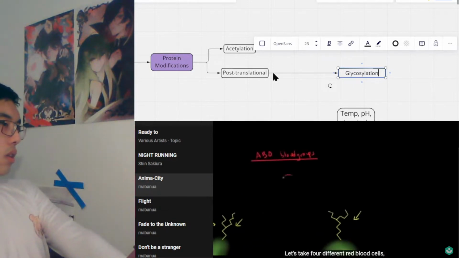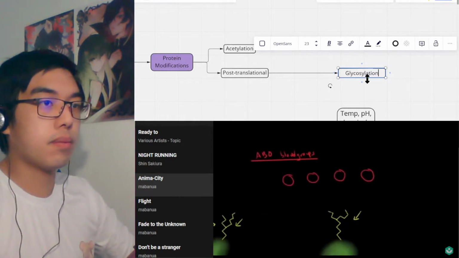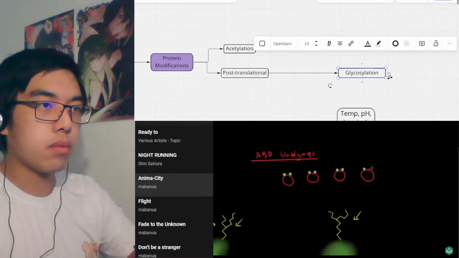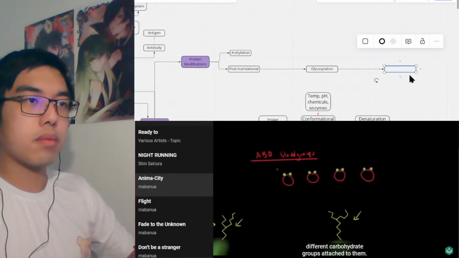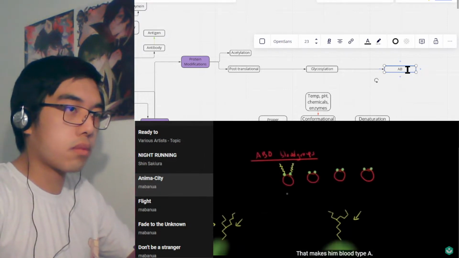So let's take 4 different red blood cells, and let's just say that each one of these red blood cells belongs to a different person. Red blood cells have these proteins embedded in their surface, and these proteins are going to have many times different carbohydrate groups attached to them. Let's say that this person right here has this particular carbohydrate group attached to it. That makes him blood type A.